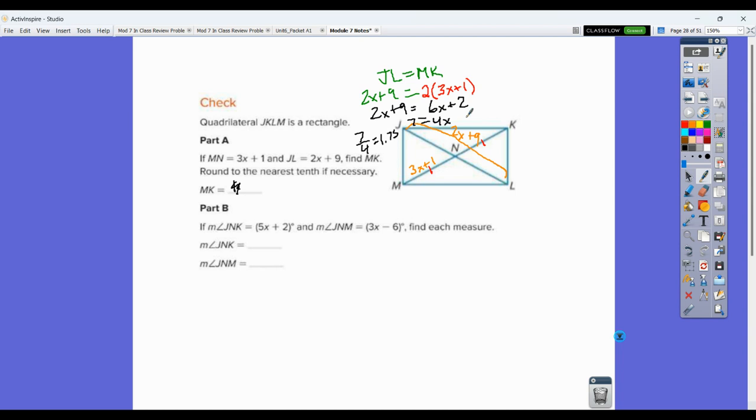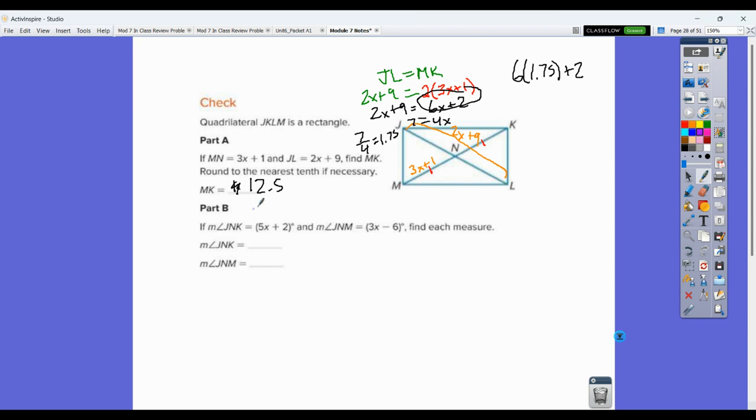Or sorry, that is going to be my x value of 1.75, and it asks us for MK, the whole thing. So it wants us to know what 6x plus 2 is equal to. So 6 times 1.75 plus 2 is what we're solving for in there, and that's going to give us 12.5.